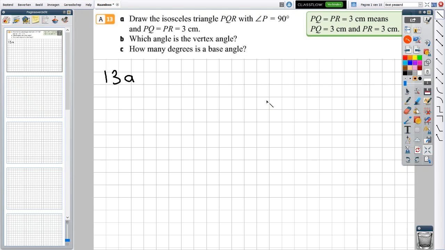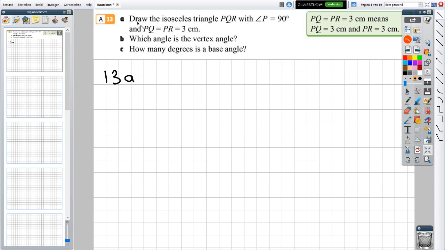Draw the isosceles triangle PQR with angle P being 90 degrees and PQ equals PR equals 3 centimeters. This is a new notation that you sometimes see. This means PQ is 3 centimeters, but also PR is 3 centimeters. Okay, and they ask you to draw this.